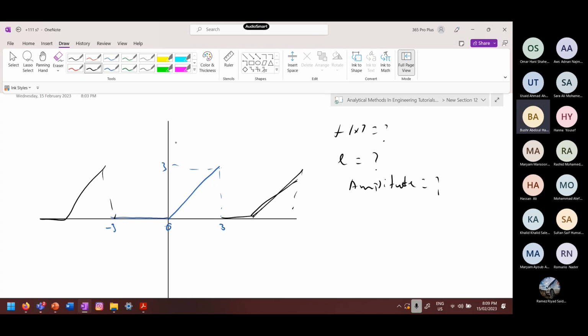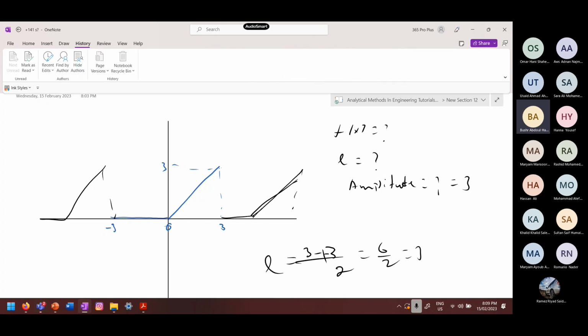Okay, but we'll work on this section specifically, because it's easier. The amplitude is this one. It is 3. That's easy. The L is this one and this one: 3 minus negative 3 is 6, over 2, 6 over 2 is 3. That's L. That's easy. Now what about f of x?